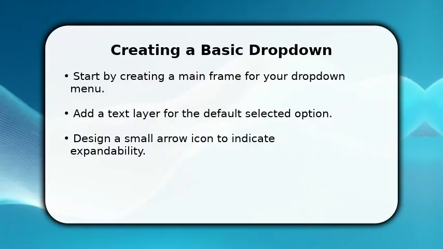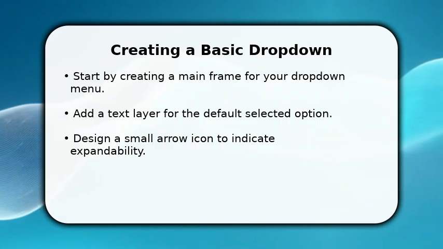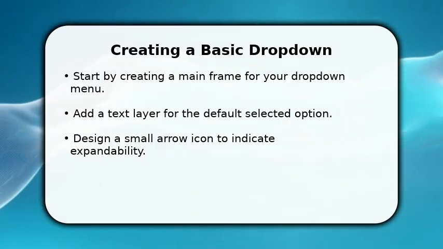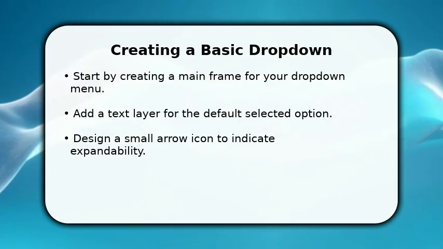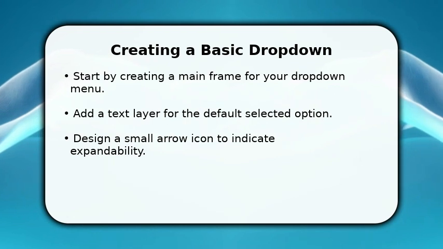Begin by drawing a rectangle, which will serve as the main container for your drop-down. Next, add a text layer inside this rectangle for the initial, selected option. Don't forget to include a small arrow icon, perhaps a triangle pointing downwards, to visually indicate that this element can be expanded. Group these three elements together for better organization.